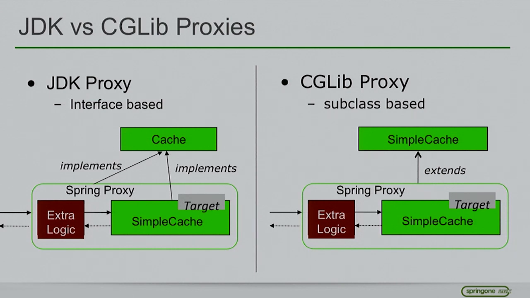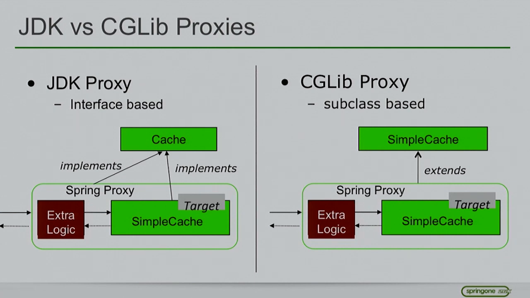All right, let me quickly go to the next point. I don't want to spend too much time on this, but there's two proxying mechanisms that Spring provides in its capability. By default, it will try to use what's called JDK or interface-based proxy. That is, if your class implements an interface, then the proxy will be created that also implements that same interface. However, not everybody implements classes that are based on an interface.